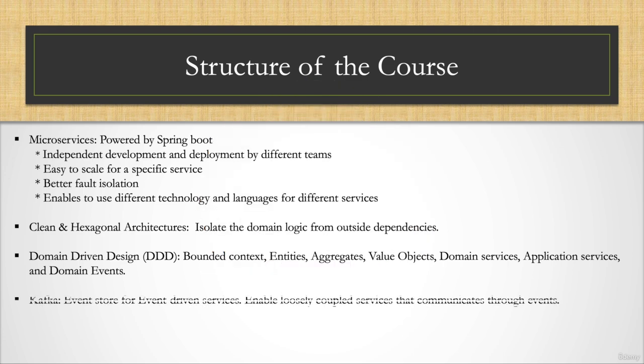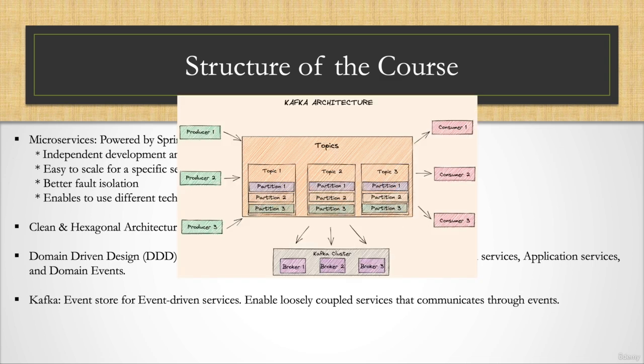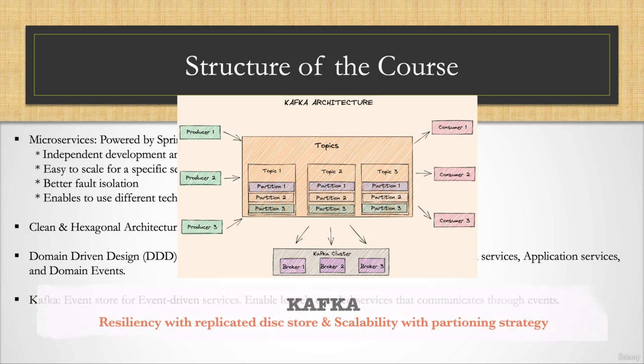Kafka. For the patterns like Saga and CQRS, when you follow an event-driven approach, you will need to use a message bus for event notification. I will use Kafka for this purpose, which is resilient as it holds the data in a persistent disk store, and it is scalable thanks to the internal partitioning strategy.